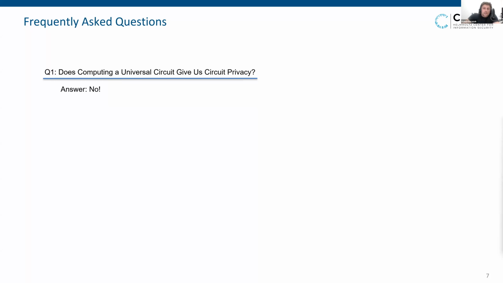Why? Note that the adversary can launch exactly the same attack as we discussed earlier, and simply test whether a circuit was evaluated by running locally the same universal circuit. I think this misconception, that evaluating a universal circuit gives you circuit privacy, came from the garbled circuits literature. For garbled circuits, computing a universal circuit is indeed a technique to hide the topology of the garbled circuit. But in FHE, evaluating universal circuits does really nothing for circuit privacy.